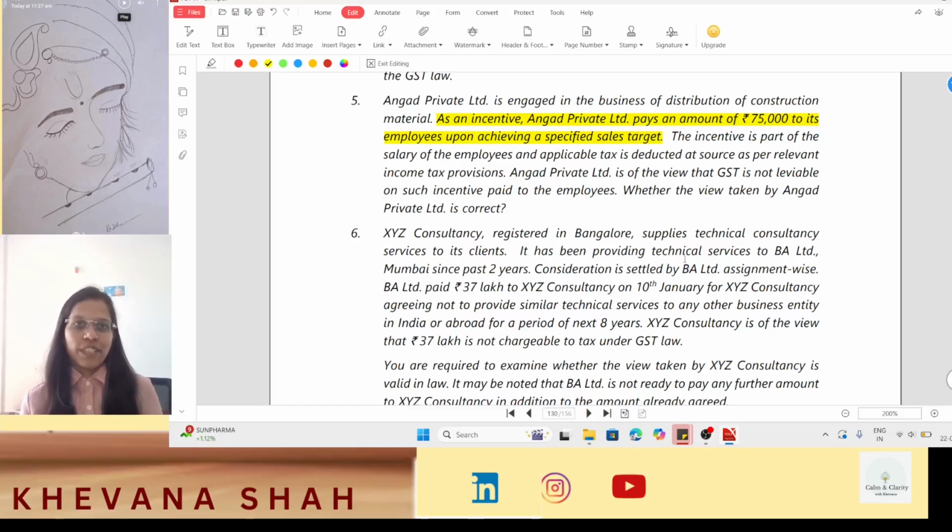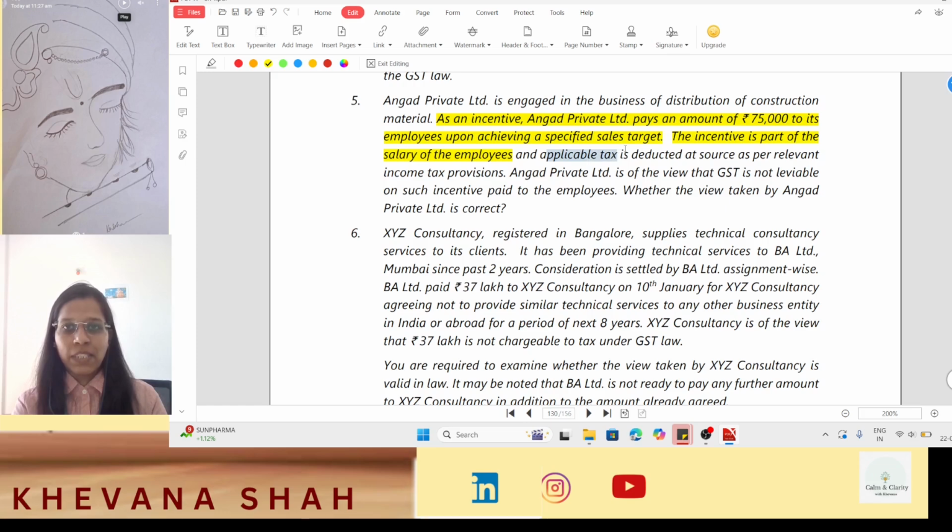Okay, so moving to question number 5. Angat Private Limited is engaged in the business of distribution of construction material. As an incentive, Angat Private Limited pays an amount of 75,000 to its employees upon achieving a specified sales target. The incentive is part of the salary. The important thing to note here is that incentive is a part of salary of employees. So it is being paid in the relation of employee-employer, okay, and it is a part of salary. So obviously GST won't be leviable on the same.